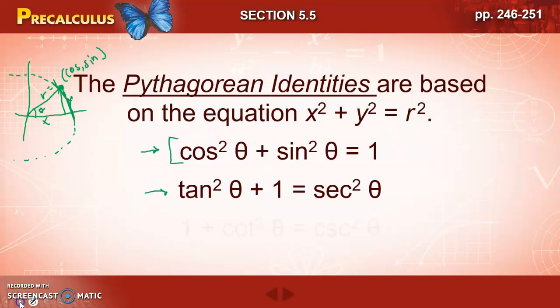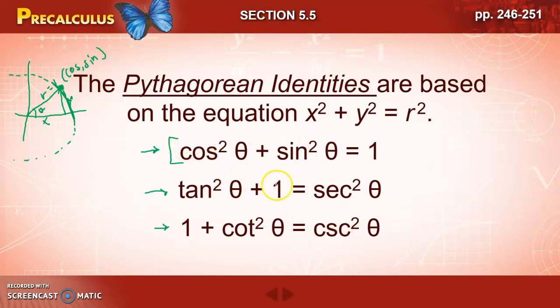And our final Pythagorean identity is 1 plus cotangent squared theta equals cosecant squared theta. Again, we could rewrite that a couple of different ways, where we solve for cotangent squared theta equals cosecant squared theta minus 1. Or 1 equals cosecant squared theta minus cotangent squared theta.